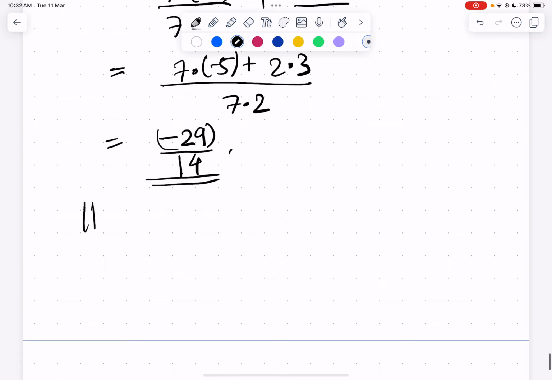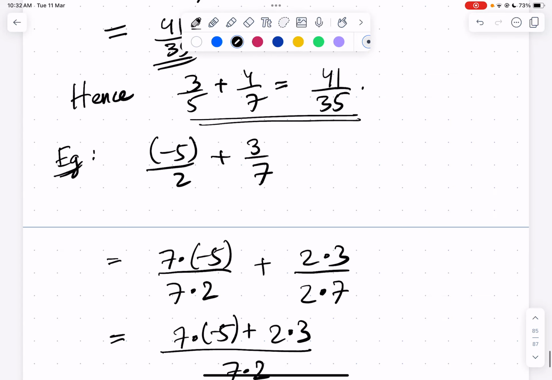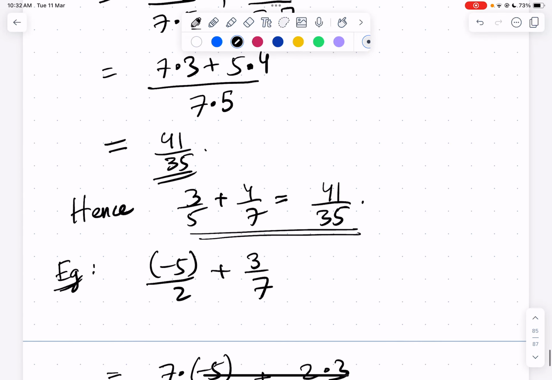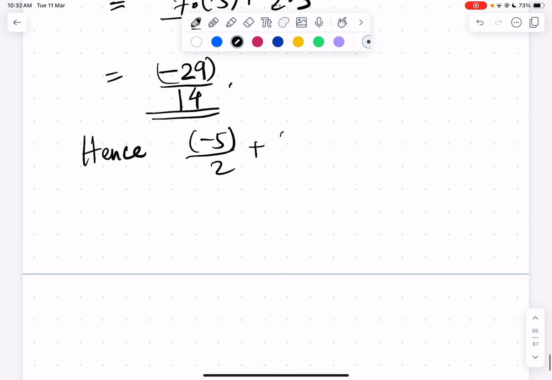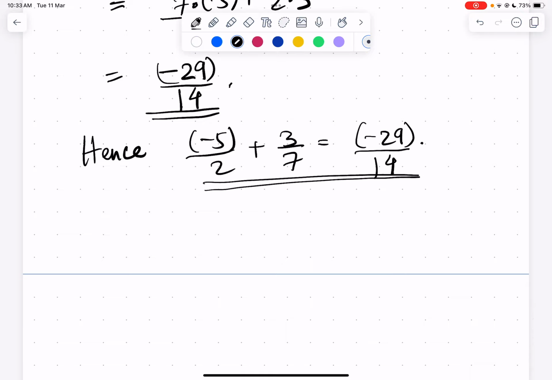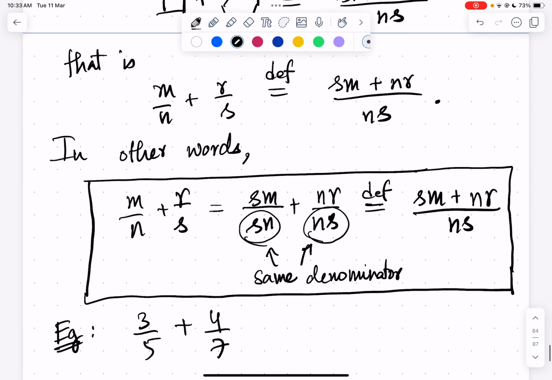Hence, minus 5 by 2 plus 3 by 7 is minus 29 by 14. We are just using the above definition in the box. m by n plus r by s is sm by sn plus nr by ns.